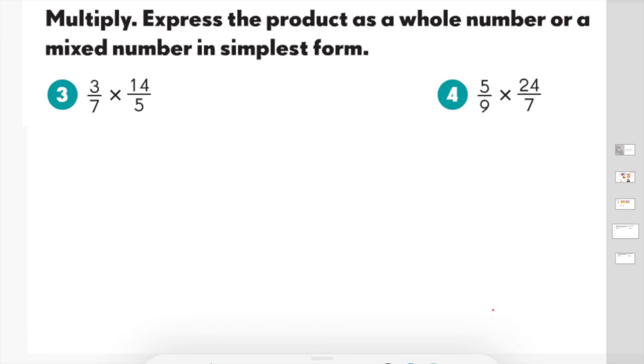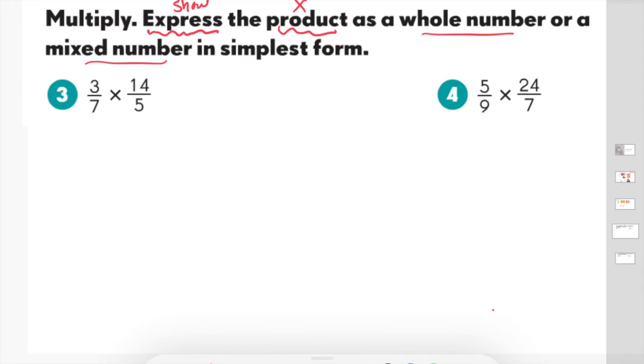Okay, so the directions here say multiply, express the product as a whole number or a mixed number in simplest form. Okay, so we know we're multiplying, and we know the word express means to show. So we're going to show the product, which is the answer to a multiplication problem, either as a whole number or a mixed number in simplest form. Okay, so for these problems, we're just going to use the algorithm. We're not going to draw a model, but if that's helpful to you, you can always draw a model.